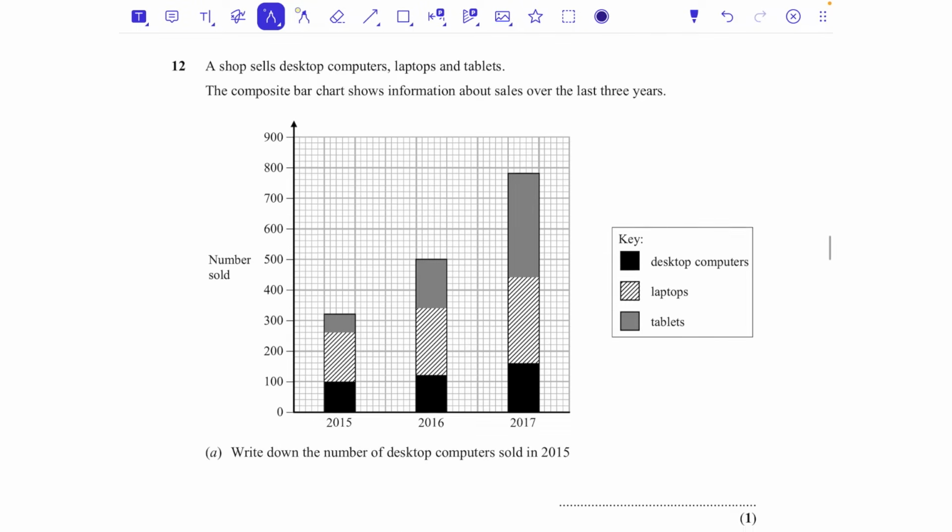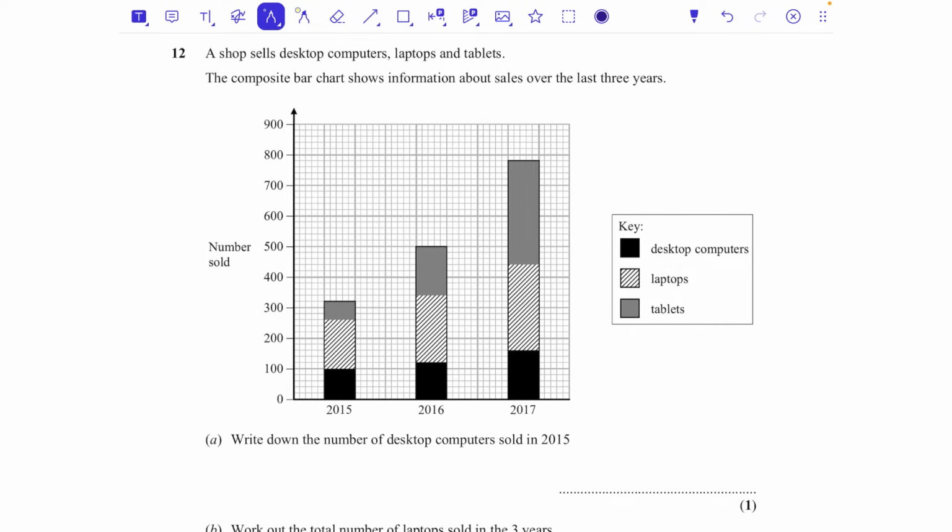Question number 12. A shop sells desktop computers, laptops and tablets. The composite bar chart shows information about sales over the last 3 years. So a composite bar chart is one where the information for each year is stacked up on top of each other. So this bit, we know that there are 100 desktop computers sold in 2015. And then to know how many laptops are sold, that's the section with the lines, I need to start where the desktop computers ended and count up to where that bit of the bar ends.